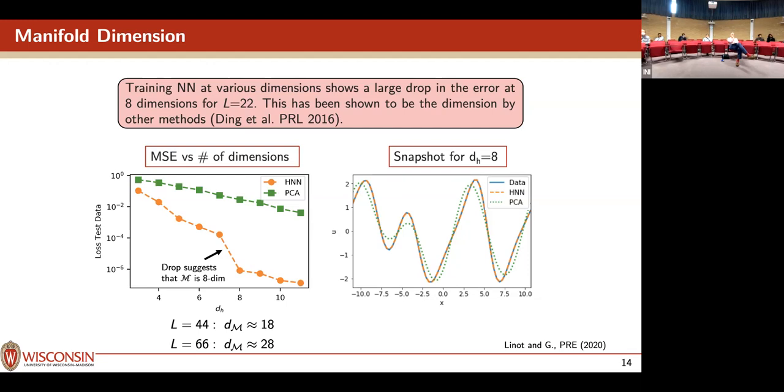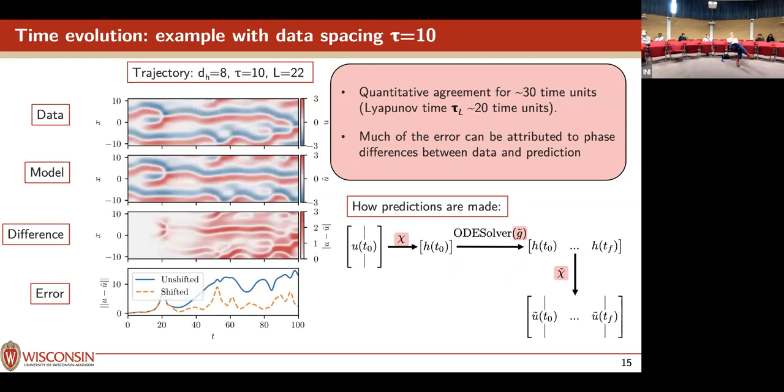And we're just working on that now. And that method gives results that are consistent. Okay, so these are low numbers, 8 dimensions, 18, 28 dimensions, but they're not 3. They're not, you know, Lorenz attractor low. They're not turbulent numbers, but they're not trivial. Okay, and then we can look at the evolution.